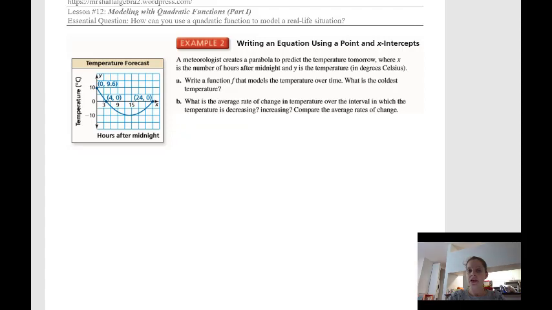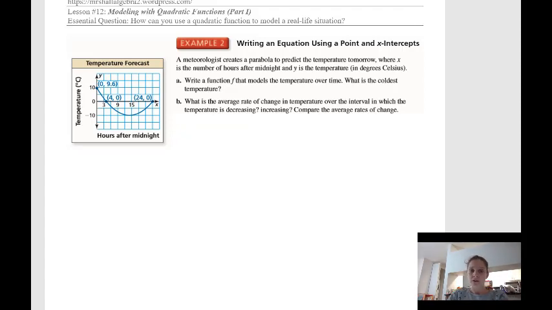Example 2. A meteorologist creates a parabola to predict the temperature tomorrow, where x is the number of hours after midnight and y is the temperature in degrees Celsius. A, write a function f that models the temperature over time. B, what is the coldest temperature?